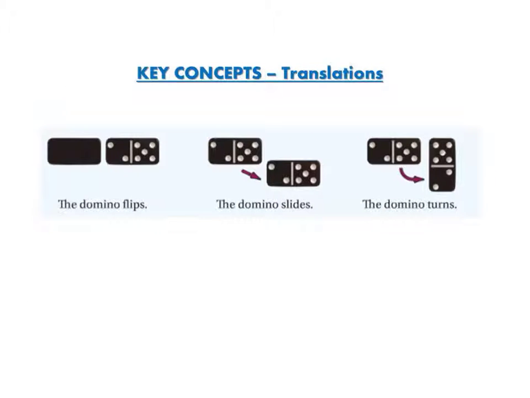All right, some translations. If you had a domino, you could flip it over, you could slide it, you could turn it, but if you notice, the size of the domino does not change. It's still the same size. The corners or the angles are the same. And so what we're going to be doing, at least for the first part of this unit, is moving our shapes around, but the size of them is not going to be changing.